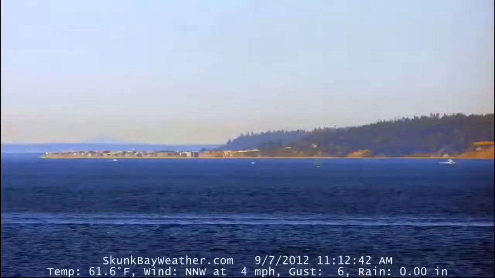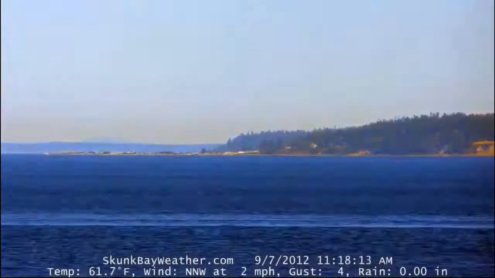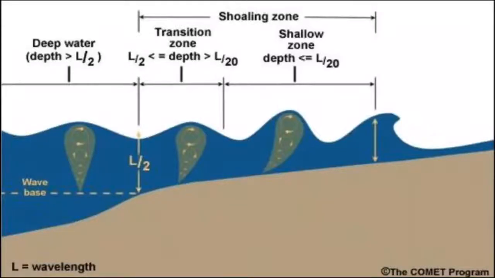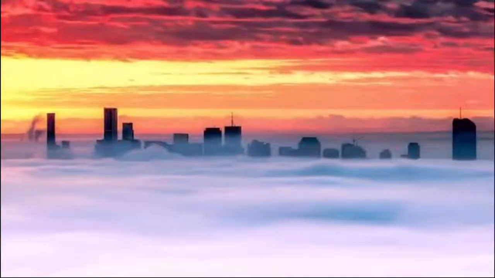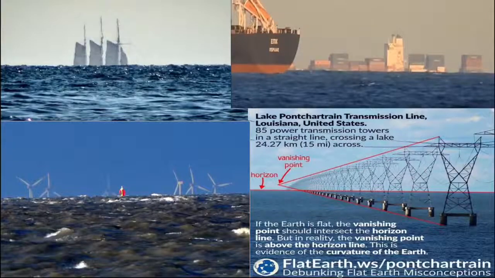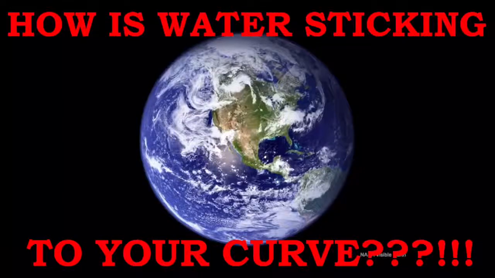Now, flat earthers have given us a much better understanding of why we see these phenomena, from tidal surges and mirages to shoaling, atmospheric blockage, and of course, angular resolution, which are all demonstrably valid. But for all of these images to be validated due to curvature, we first need to ask a very critical question. How is water sticking to your curve?